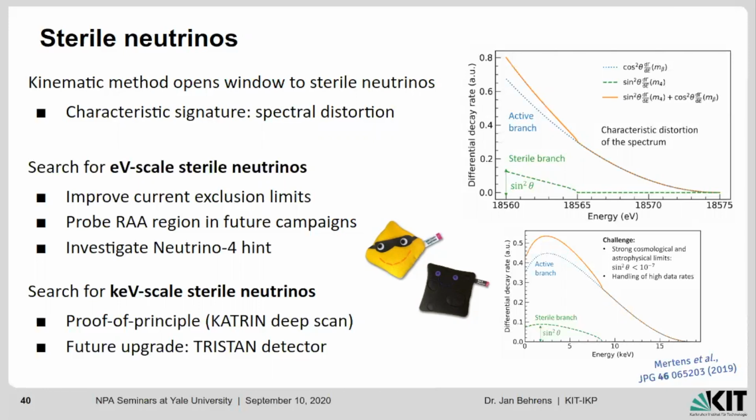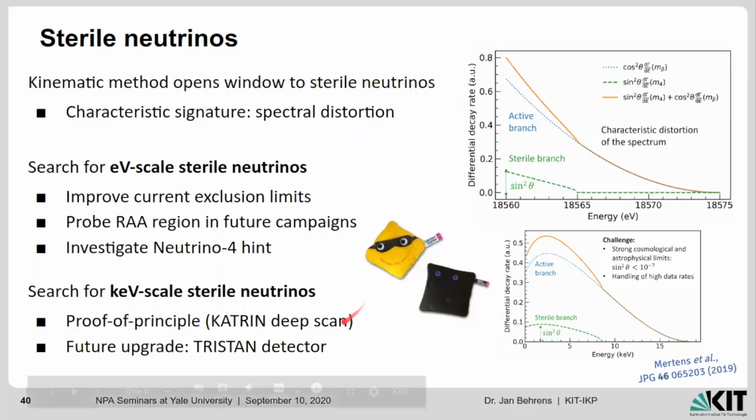And for sterile neutrinos, just similar to the normal neutrino, we have a spectral distortion that we can resolve in our integral spectrum measurement. And for eV scale sterile neutrinos, there's also a publication in progress. For eV scale sterile neutrinos, we can improve the current exclusion limits by the Mainz and Troitsk experiments. We can also probe the region of the reactor anomaly, and we can also investigate the hints of the Neutrino-4 experiment, which is related to this. So this is a publication that is in the making, and we have some sensitivity to the eV scale sterile neutrinos. In addition to that, we also have sensitivity to keV sterile neutrinos.